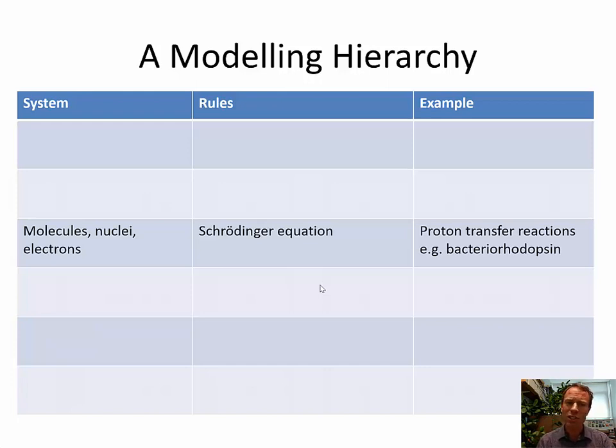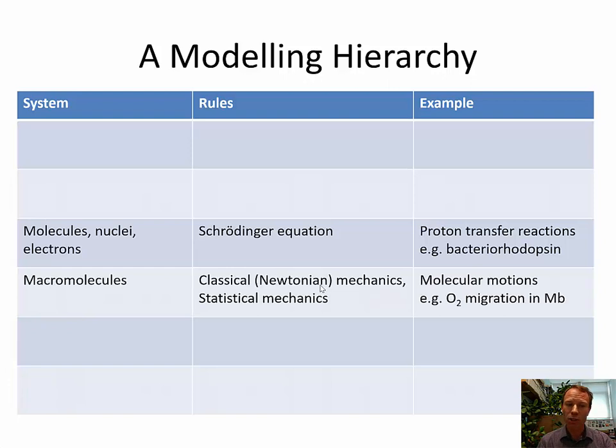If we say our system consists of molecules, nuclei and electrons, so the atoms made of nuclei and electrons, we could model this using the Schrödinger equation, so using quantum mechanics. An example of this would be proton transfer reactions. In a protein such as bacteriorhodopsin, there is a proton which hops within the protein. And if you want to study this process, you're going to need to use quantum mechanics in order to model it correctly.